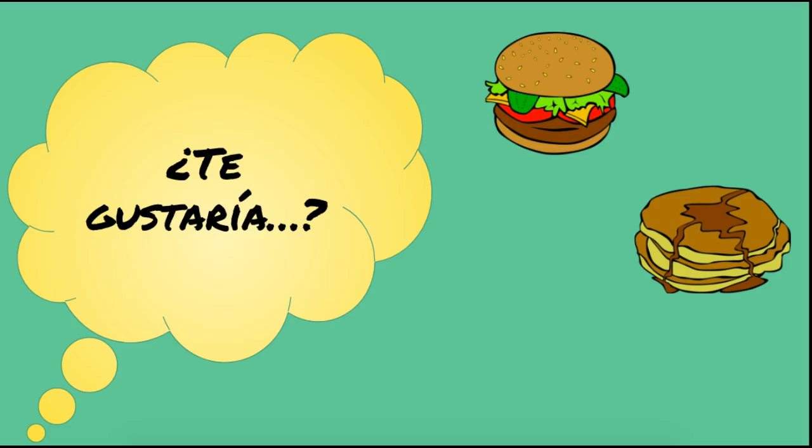Would you like some pancakes? You'll notice on this one, since pancakes is plural, you would use the form gustarían, because what you're literally saying is, would pancakes be pleasing to you? Yes, pancakes would be pleasing to me, thank you. ¿Te gustaría una manzana? Sí, me gustaría una manzana, por favor.